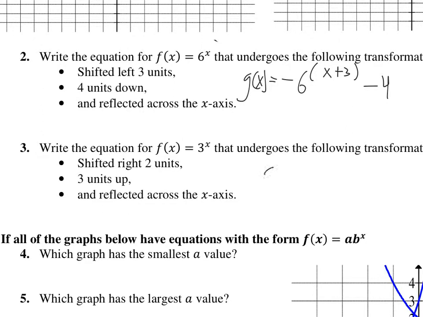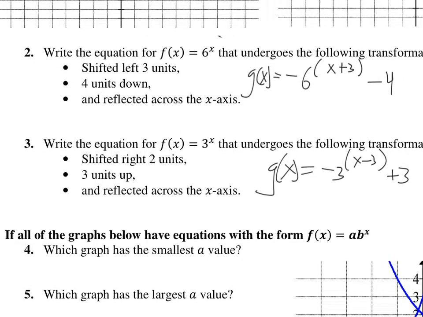For this guy, we're going to make the shift, and it's going to go right. So we've got our 3. It's going to go right, so it's going to be x minus 3. It's going to go 3 units up, so we're going to add 3 out here and reflect across the x-axis. By the way, if we reflect across the y-axis, we'd want to put a negative up here in front of that x there. Okay?